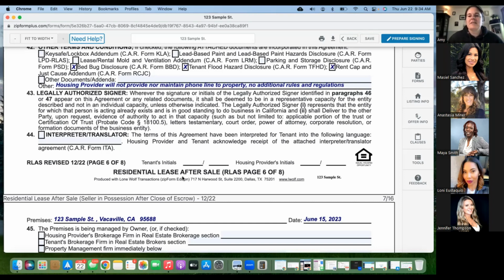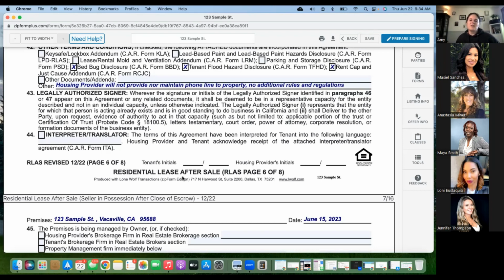The legally authorized signer represents that the entity for which the person is acting already exists and is in good standing to do business in California and shall deliver to the other party upon request evidence of authority to act in that capacity, such as, but not limited to, applicable portion of the trust or certificate of trust, letters of testamentary, court order, power of attorney, corporate resolution, or formation documents of the business entity.